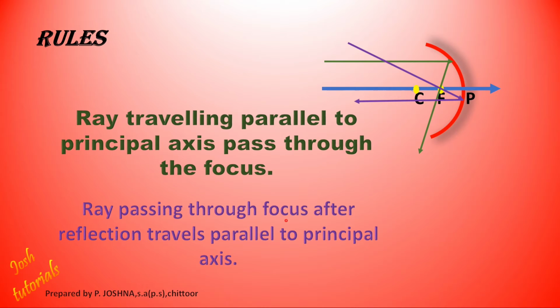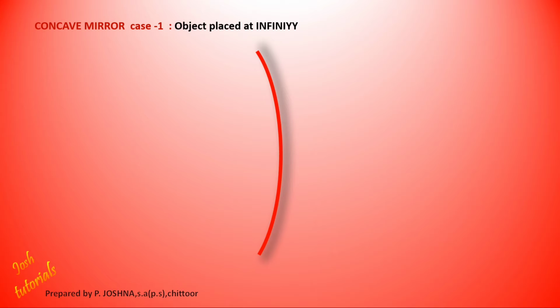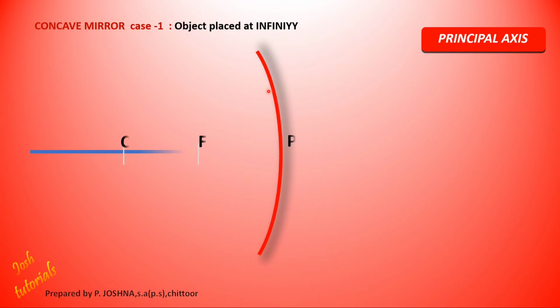A ray traveling parallel to the principal axis passes through the focus. If it is passing through the focus, it reflects back parallel to the principal axis. Just two is enough. Now the first case: the object is placed at infinity. That means it is at a long distance, maybe the sun or something else. First draw the mirror and the principal axis, and mark even points from the pole to the focal point and from the focal point to the center of curvature.